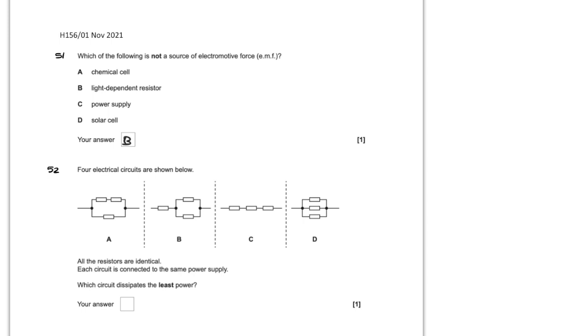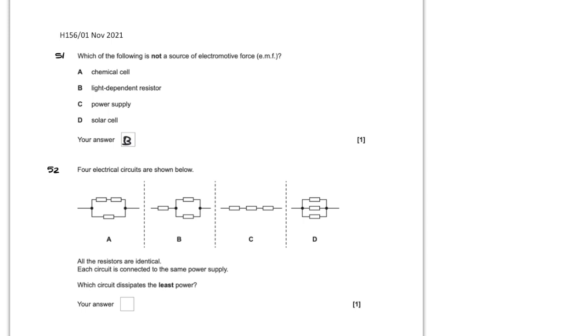Alright, for question number 52, we are given 4 electrical circuits and all resistors are identical. Each circuit is connected to the same power supply. Which circuit dissipates the least power? Dissipating the least power means wasting the least power. So we need to know a couple of things. Number one, they're all parallel except C. So let's compare the idea between parallel and series.